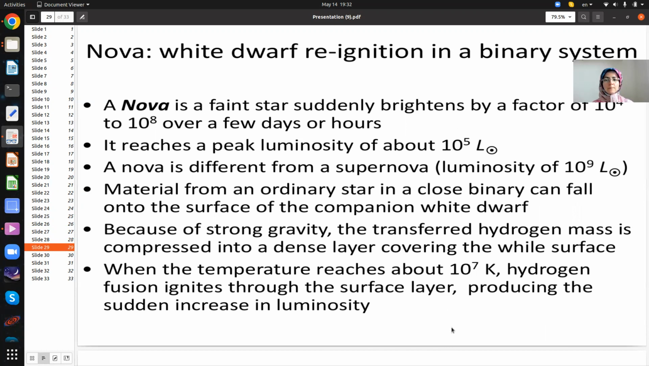For a nova, material from an ordinary star in a close binary can fall onto the surface of a companion white dwarf. Because of the strong gravity, the transferred hydrogen mass is compressed into a dense layer covering the white dwarf surface. When the temperature reaches about 10 to the power 7 Kelvin, hydrogen fusion ignites in the surface layer, producing a sudden increase in luminosity. And we can see that a supernova has more luminosity than a nova.